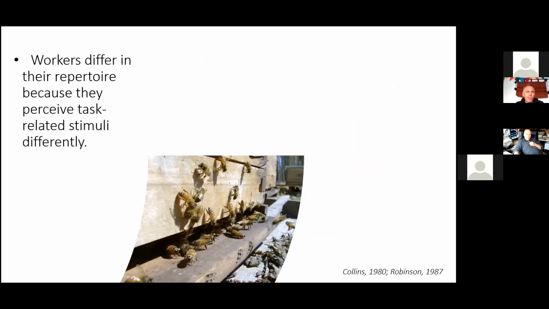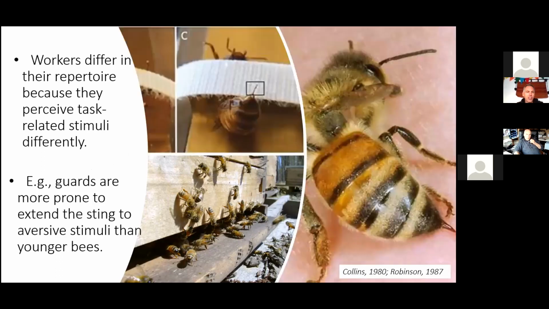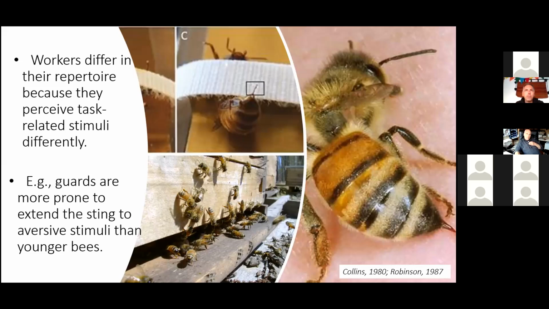It is believed that workers differ in their behavioral responses because they perceive task-related stimuli differently. A good example are the guards, who are the first group to display defensive behaviors when, for example, the entrance of the colony is threatened. And this is mainly because they are more prone to extend their sting when exposed to aversive stimuli or even the alarm pheromone.